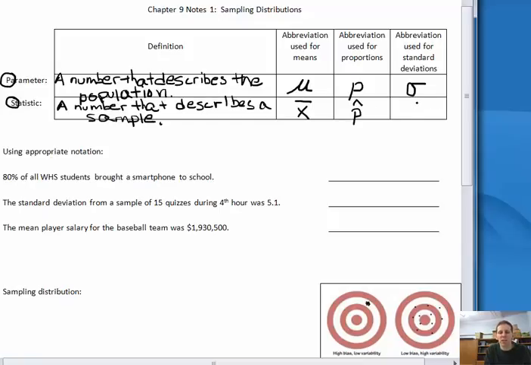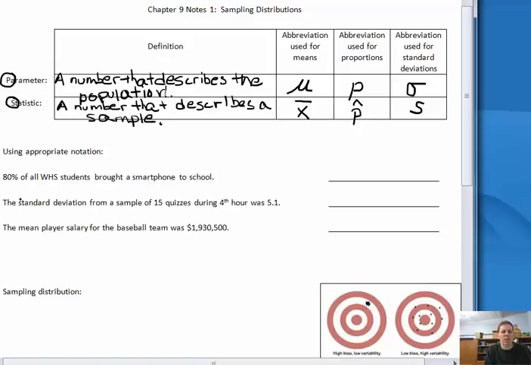And for standard deviation, we use our lowercase English s to denote a standard deviation taken from a sample. So some of these abbreviations you're familiar with, some of these are new, but from now on, there's a specific time and place that we use each of these abbreviations.